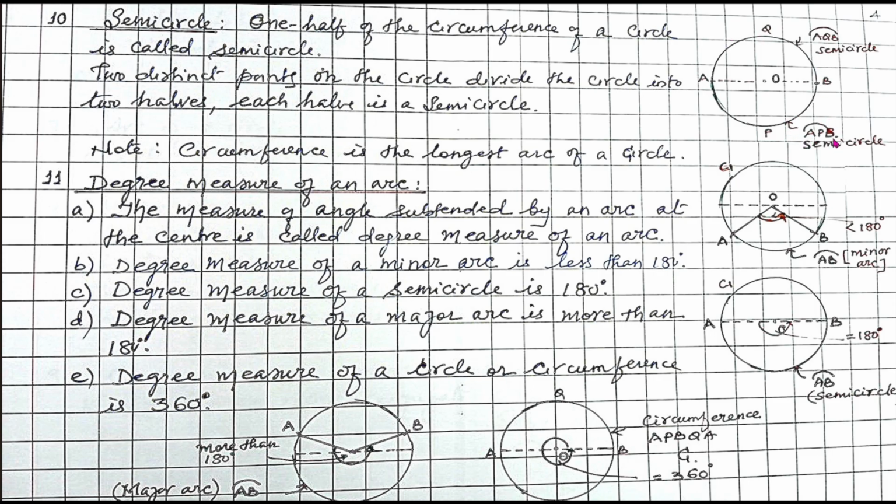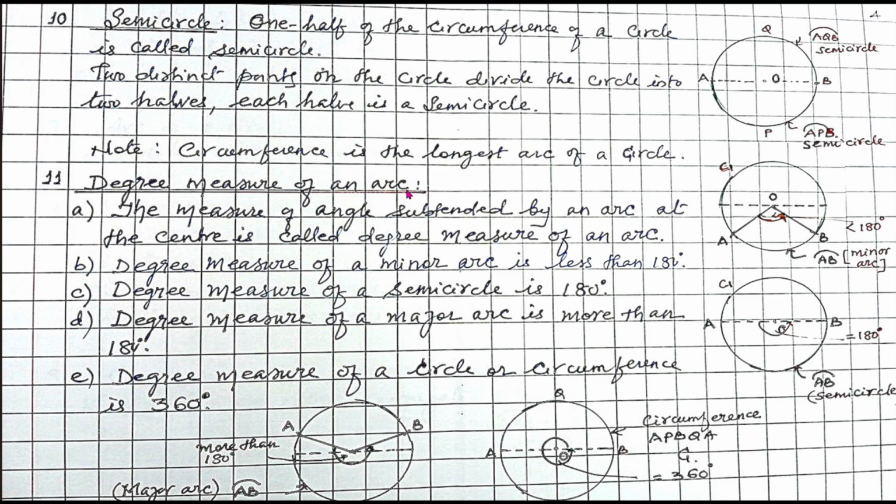That means arc APB and arc AQB formed are equal arcs of the circle, and these 2 equal arcs are called a semicircle. Therefore, we call the semicircle one half of the circle, or 1/2 of the circle. Circumference is the longest arc of a circle.